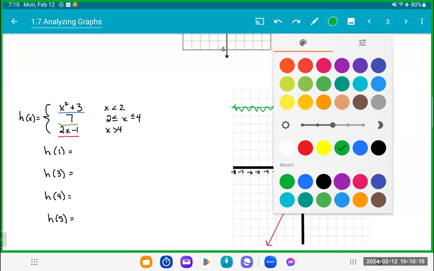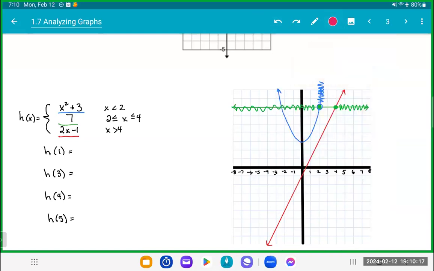Okay, and then for the red one, it's only greater than 4. So we have a hollow dot at 4 and then everything greater than that. So none of this counts. Okay, so ultimately, we're really just looking at that as a solution.